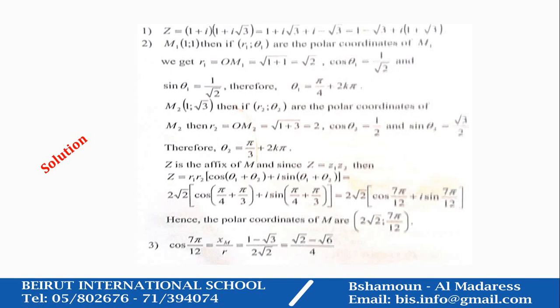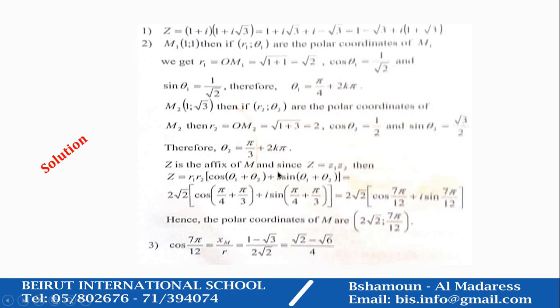M2, because Z2 is 1 plus i root 3, M2 is (1, radical 3). The radius is radical of 1 squared plus radical 3 squared, which is radical 4, which is 2. And for the angle, cosine is the abscissa 1 over 2, so cosine is half, then the angle is 60 degrees. So theta 2 is pi over 3 plus 2k pi.